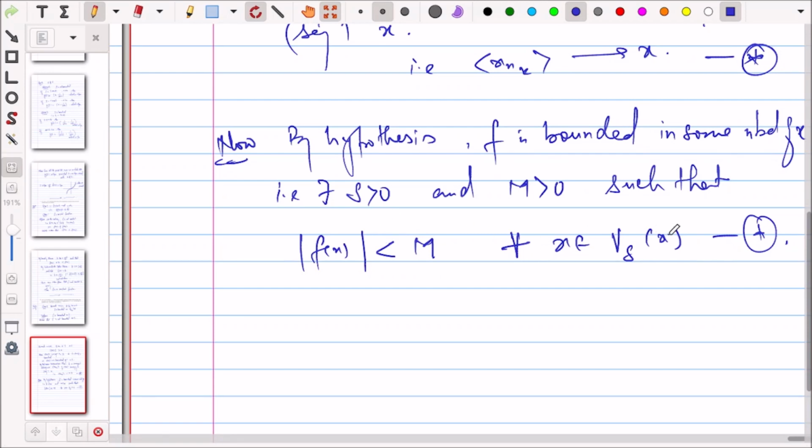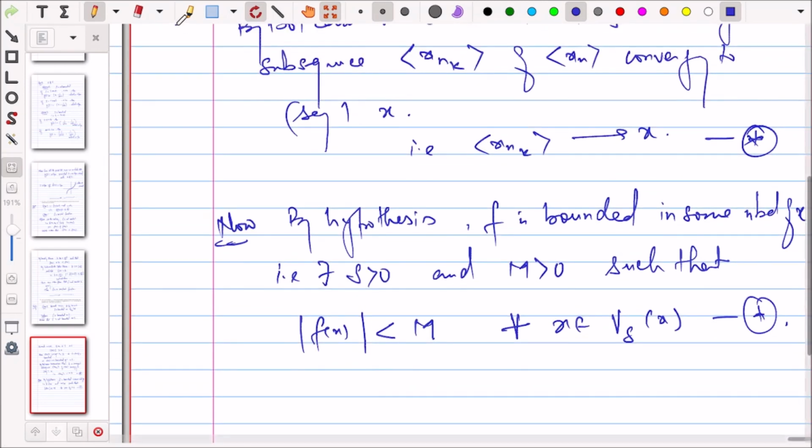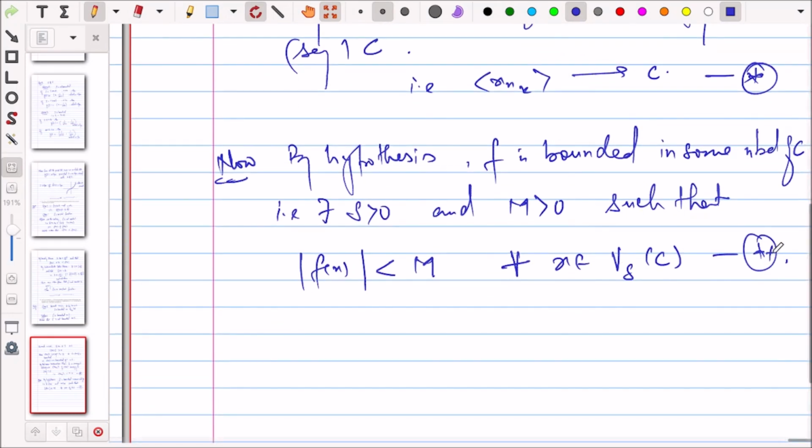Let us call the limit c, because we are taking x here. So x_{n_k} converges to c, and f is bounded at each of its points, so f is bounded in some neighborhood of c, that is, there exists delta greater than 0 and M greater than 0 such that |f(x)| is less than M for all x belonging to the V_delta neighborhood of c. So mark it as double star.